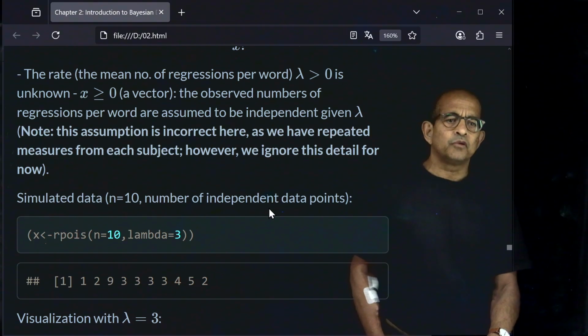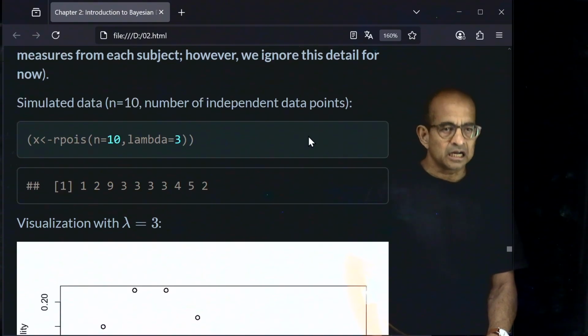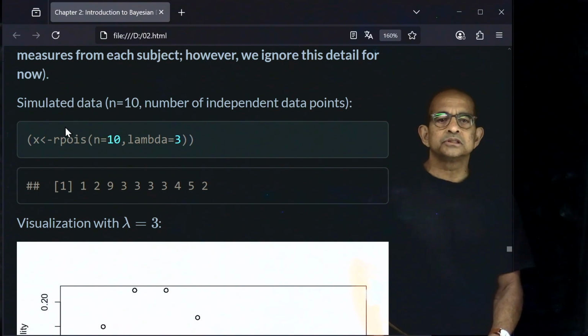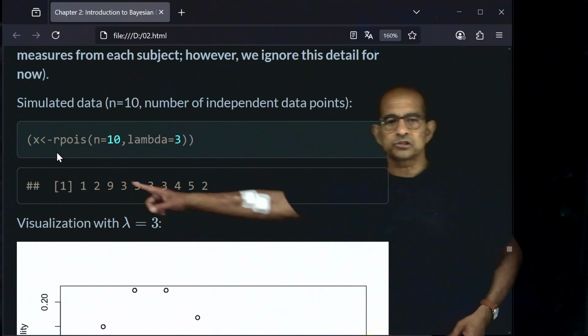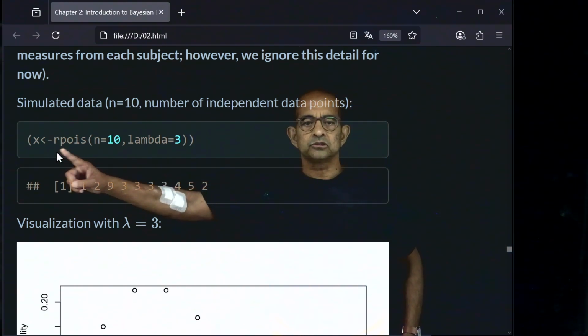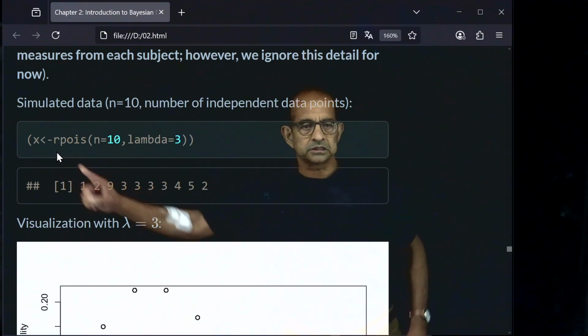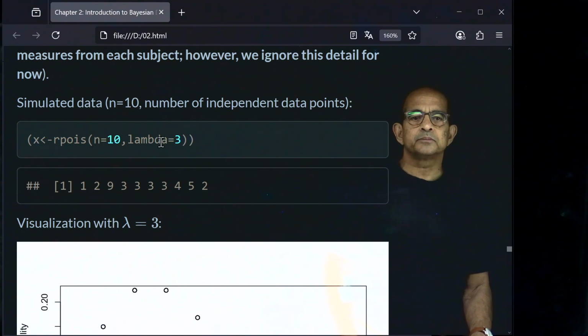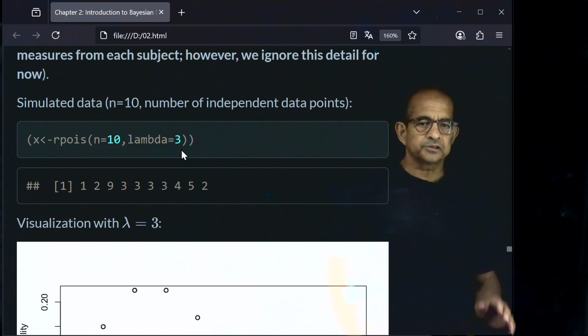So in order to avoid getting hung up on the fact that the data are not independent, I'm going to just simulate some data here, 10 data points coming from a Poisson distribution. Notice that I'm using the rpois function again. This is the DPQR family of functions, now applied in the Poisson case. So I'm generating n data points from a Poisson distribution with an assumed lambda of 3. That's the rate parameter.